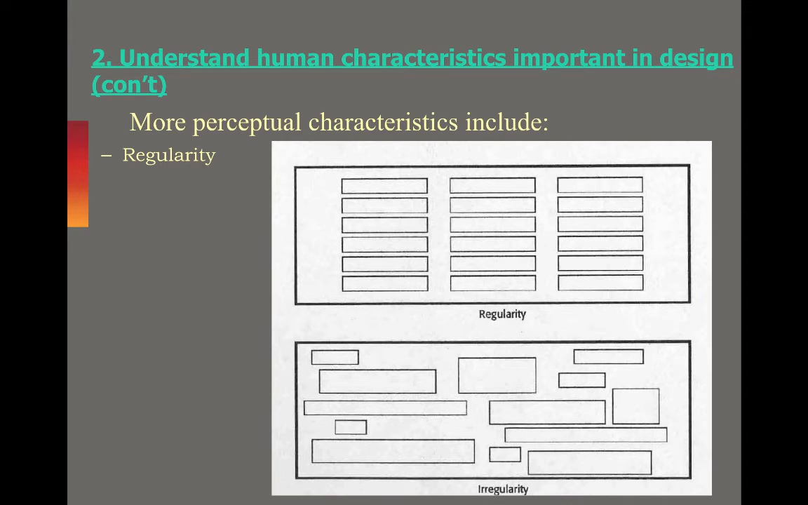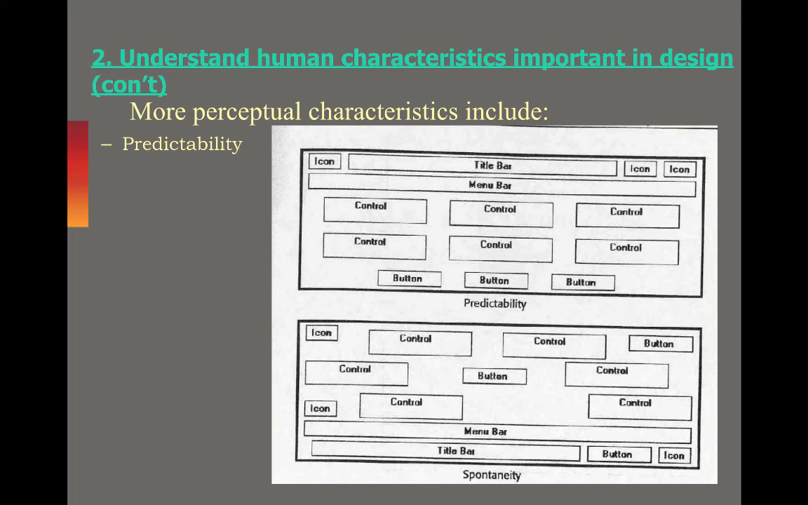Right? So again, if you look at the top picture, the picture of regularity compared to the picture of irregularity at the bottom, certainly the top picture is more pleasant to look at. And if you like, more comprehensible. The bottom picture looks like a picture of chaos. Another is predictability. We often assume that a menu bar or title bar will be at the top, right? And this is what users expect. Users don't expect the title bar or menu bar to be at the bottom, for instance.